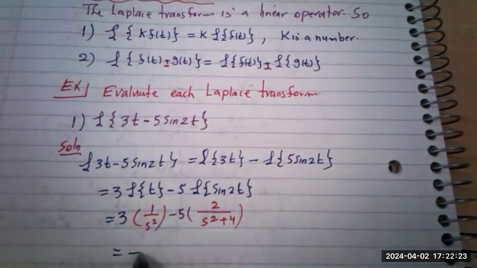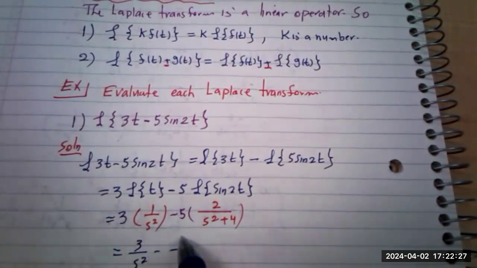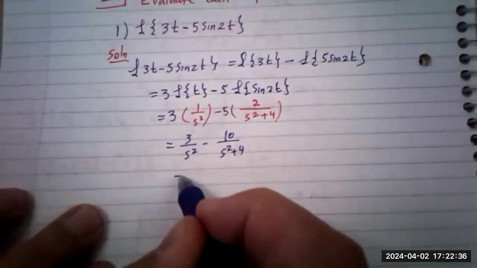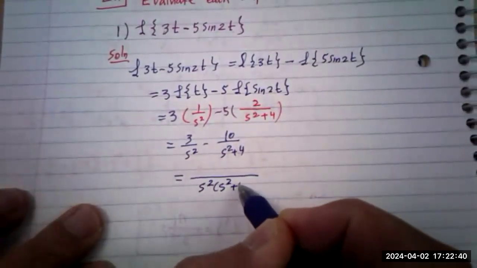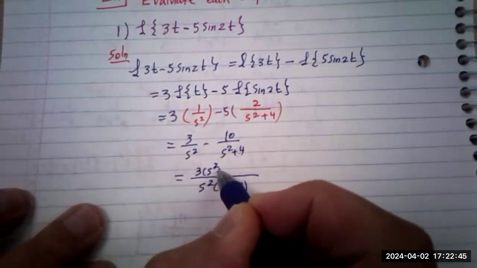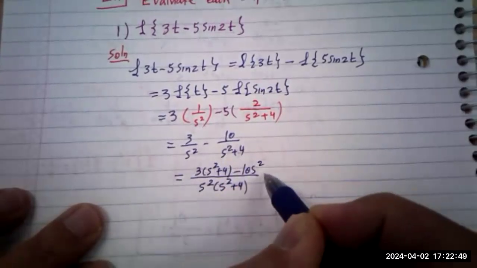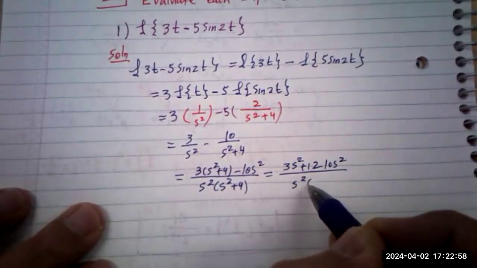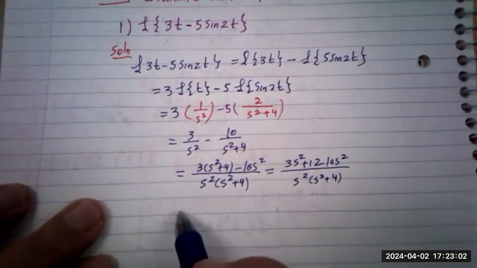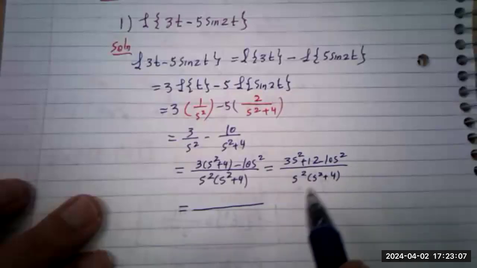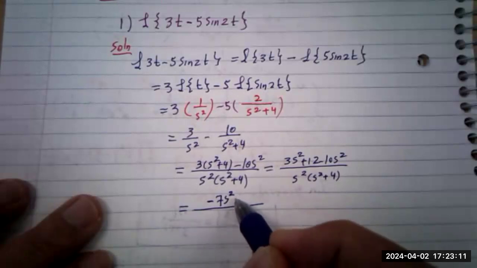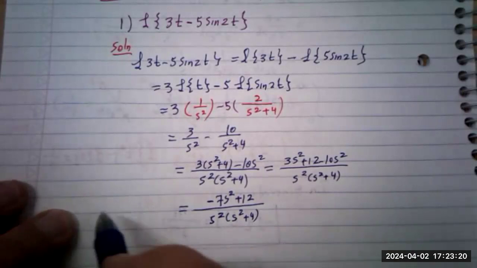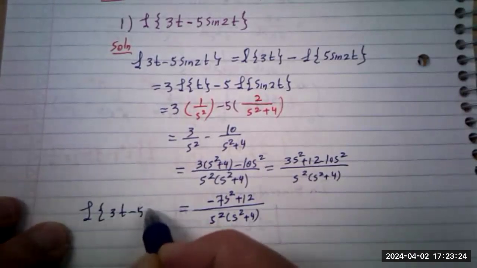So this is going to be equal to 3 over s squared minus 10 over s squared plus 4. It's easy. We can find the common denominator and simplify it. The common denominator would be s squared times s squared plus 4. On top is going to be 3 times s squared plus 4, minus 10 s squared. This is 3 s squared plus 12 minus 10 s squared over s squared times s squared plus 4. Add the like terms on top, and that gives us the final answer: negative 7 s squared plus 12 over s squared times s squared plus 4. This is the Laplace transform of 3t minus 5 sine of 2t.